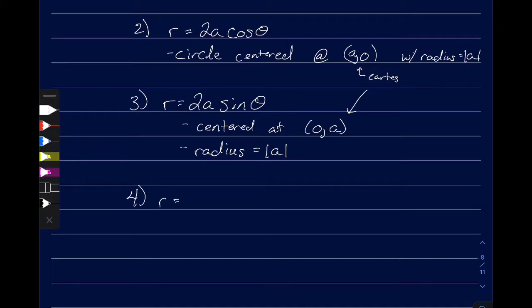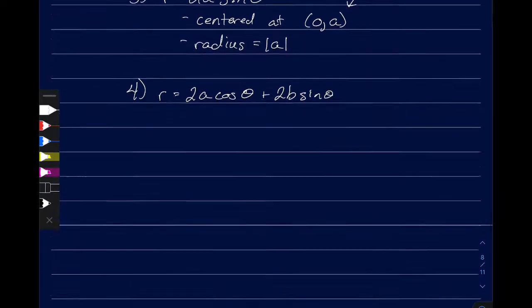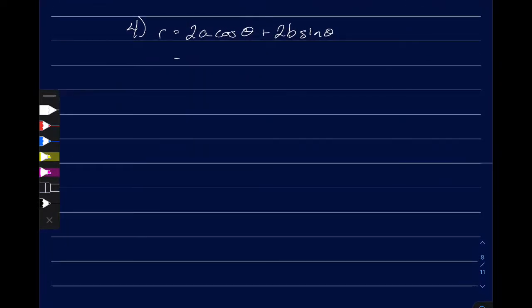And finally, we have a combination of 2 and 3, which is going to be r is equal to 2a cosine theta plus 2b sine theta. And this is the most general form. So its center is a, b, and its radius is going to be the square root of a squared plus b squared.